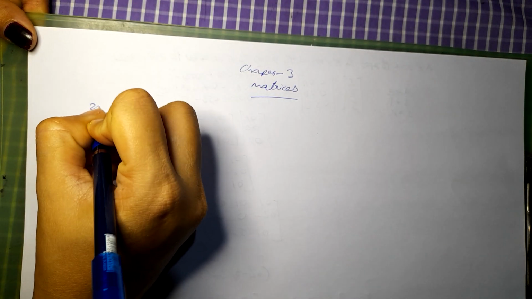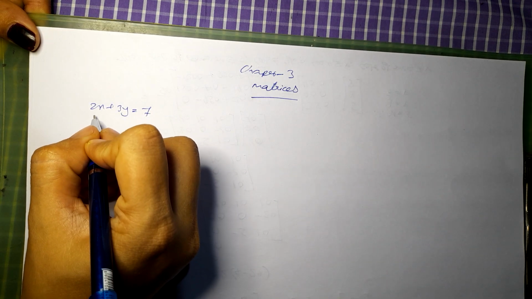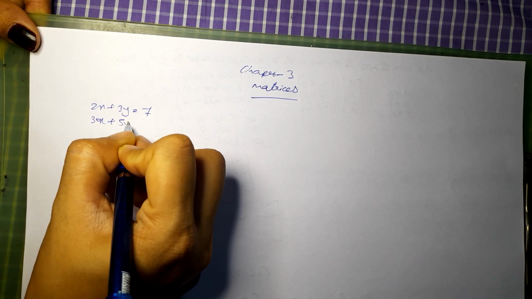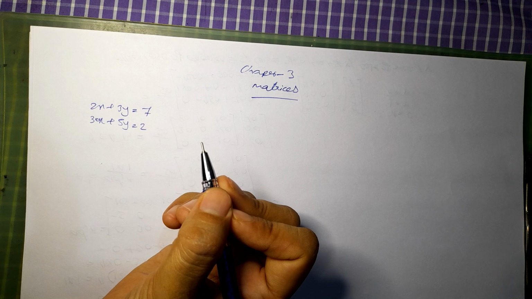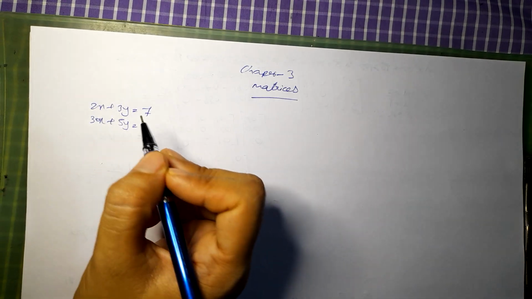Before the matrix, let's learn the equation. How do we write the equation? A linear equation in two variables, we used to write as 2x plus 3y equal to 7. If we take two equations, 3x plus 5y equal to 2, let's take any two linear equations in two variables. Whenever we write in this way, we represent it.